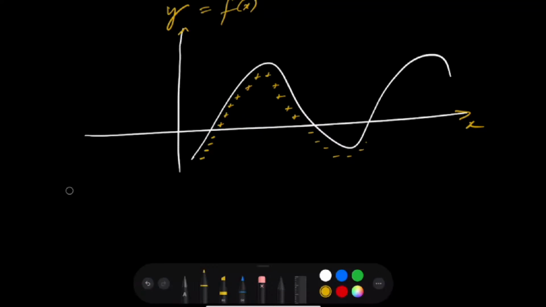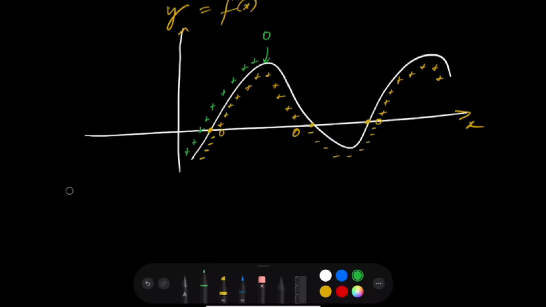Value of the function is negative here. Again here the value of the function is positive, and till here it is positive. And at this point the value is 0. Correct? Now let us talk about slope. Now slope is positive here, here, here, here, here. Here slope is 0. Why?